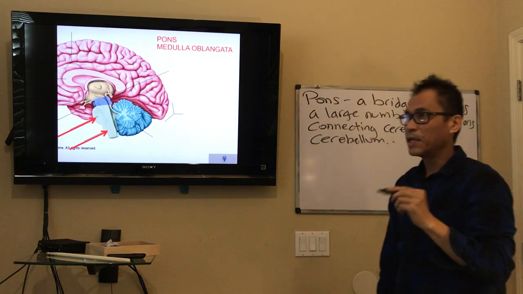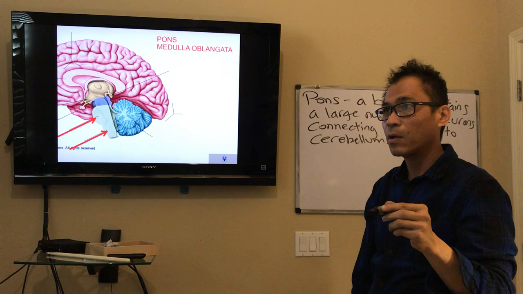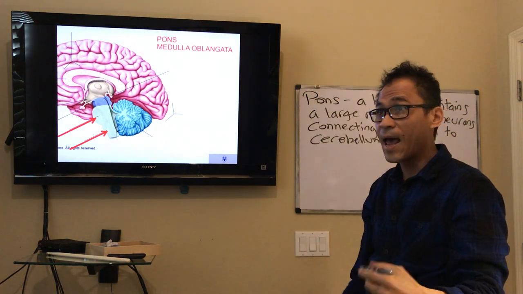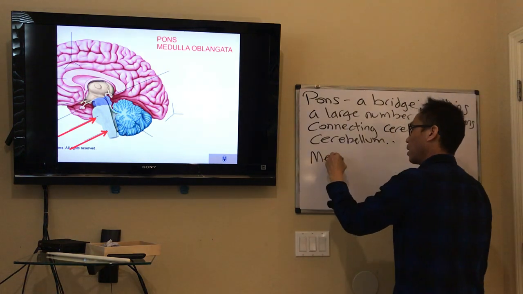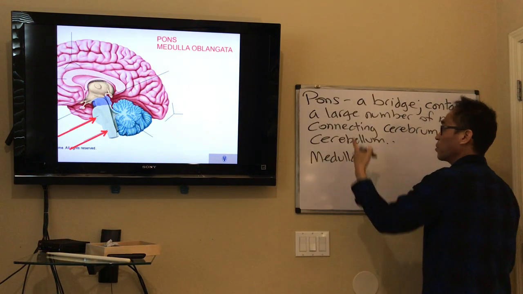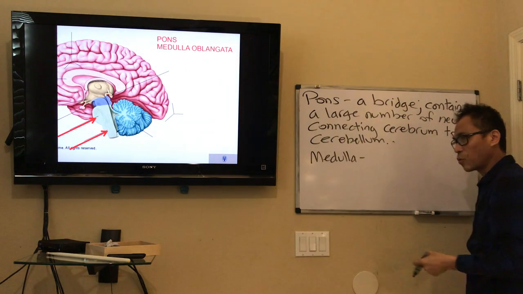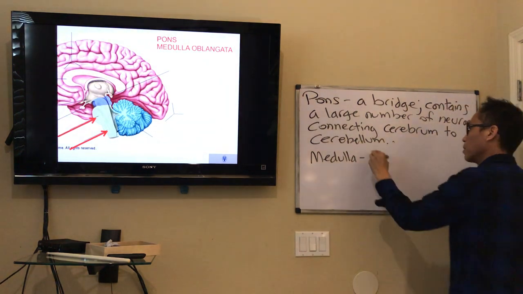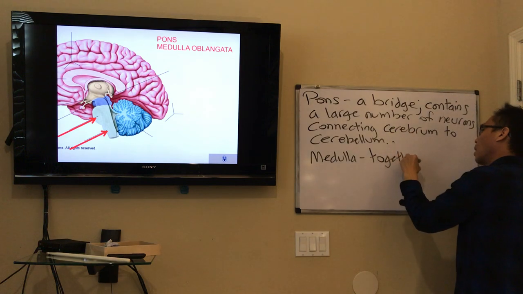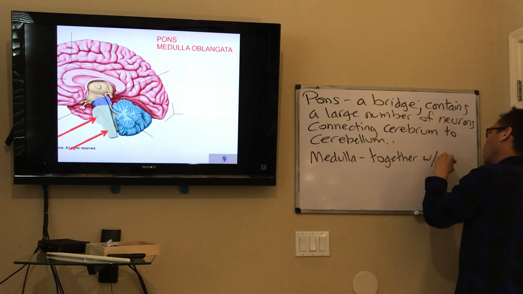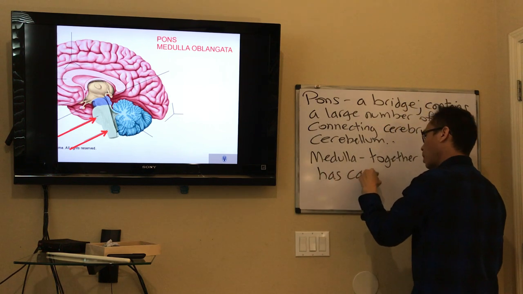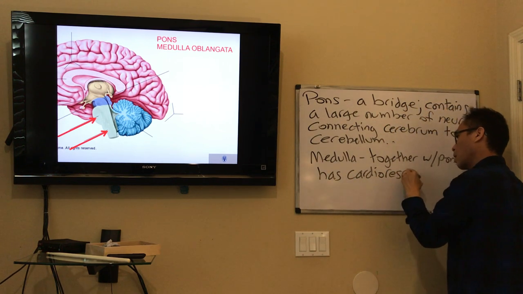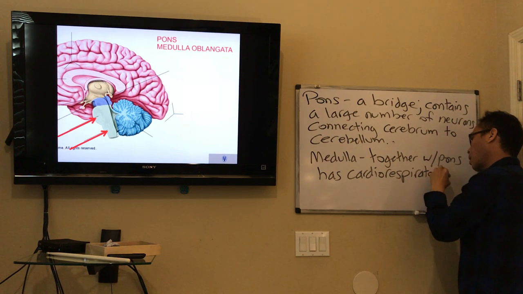Medulla, it's important. It contains centers that control cardiovascular function and respiratory function. So let me put that for medulla. Actually, with the pons, it helps control cardiorespiratory functions. Together with pons has cardiorespiratory function.